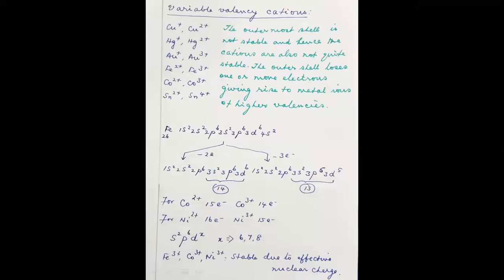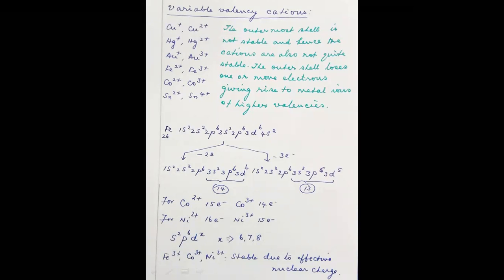Now, look at this. We are going to discuss the elements with variable valencies. So far we have seen elements forming monovalent, divalent or trivalent cations or anions, and we have already discussed that higher oxidation states are not possible. Now we are going to see the ions with variable oxidation states. This is one of the peculiar properties of D block elements.